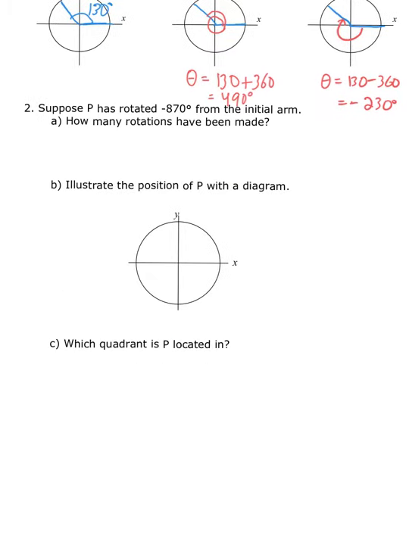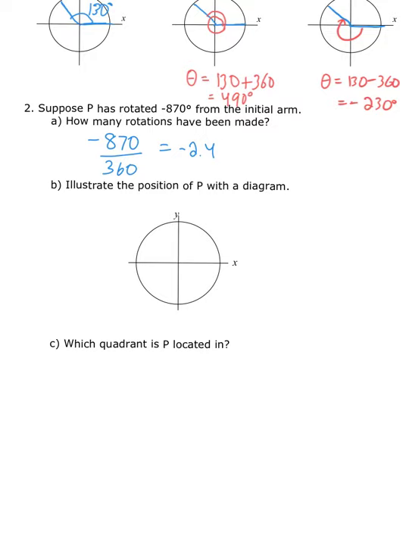And the final question says, suppose P has rotated negative 870 degrees from the initial arm. How many rotations has been made? We know that there's 360 degrees in one rotation. So we're just going to find out how many times 360 degrees goes into negative 870, which is negative 2.4. The negative means that we went in the clockwise direction, and we went around two full rotations and almost halfway more.